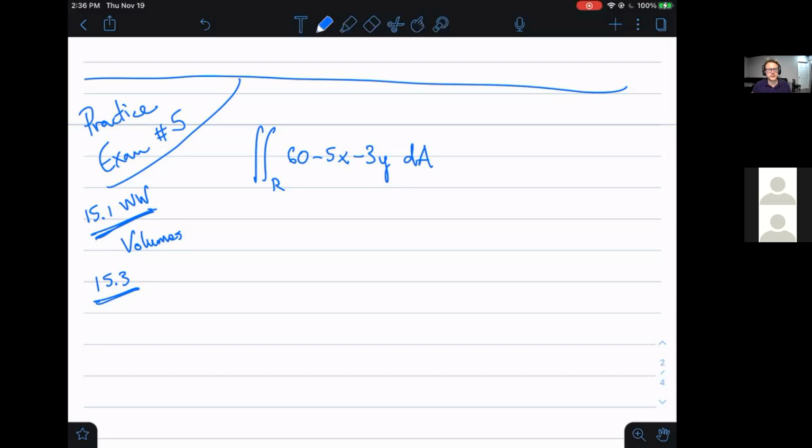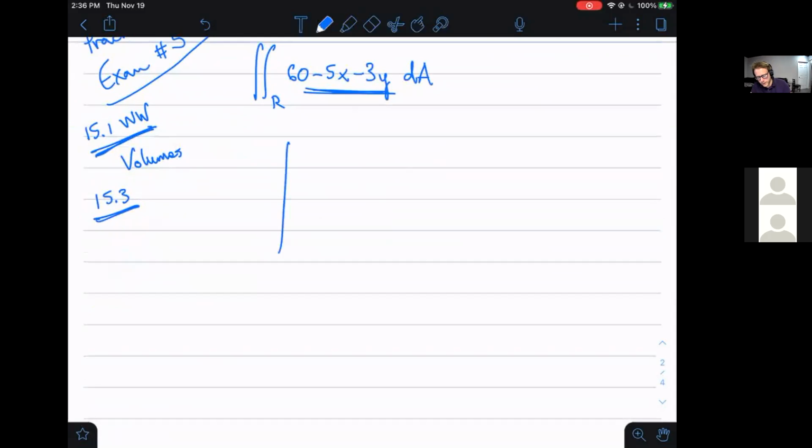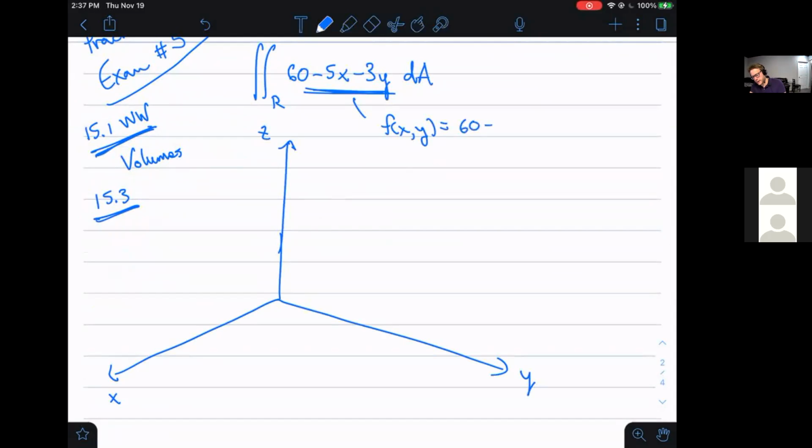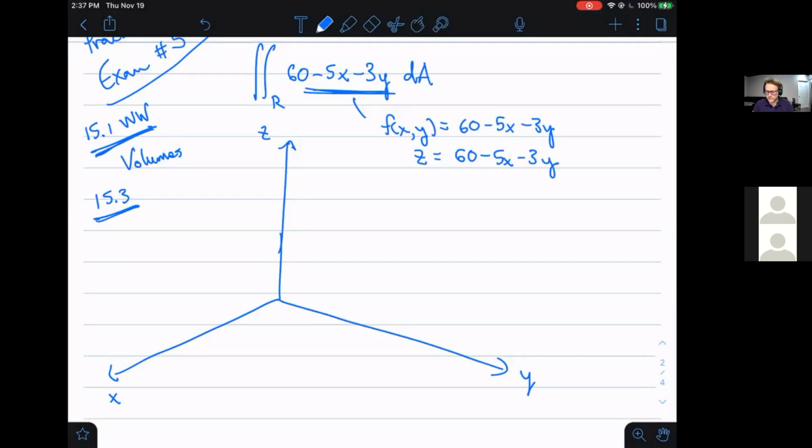But really, the question is about drawing this out. If I want to draw this region, it said that we're in the first octant. So we know we can restrict our drawing down to just the positive x, positive y, positive z. And this is a plane. Really, this is f of x, y equals 60 minus 5x minus 3y. Another way to say that is, this is outputting z values. We're embedding the outputs into the z-axis here. So z equals 60 minus 5x minus 3y.